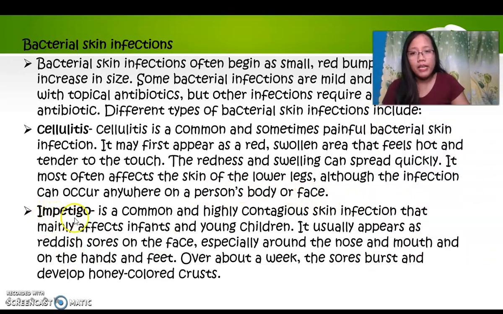We have here impetigo. It's a common and highly contagious skin infection that may affect infants and young children. It usually appears as reddish sores on the face, especially around the nose and mouth, and on the hands and feet. Over about a week, the sores burst and develop honey-colored crusts.